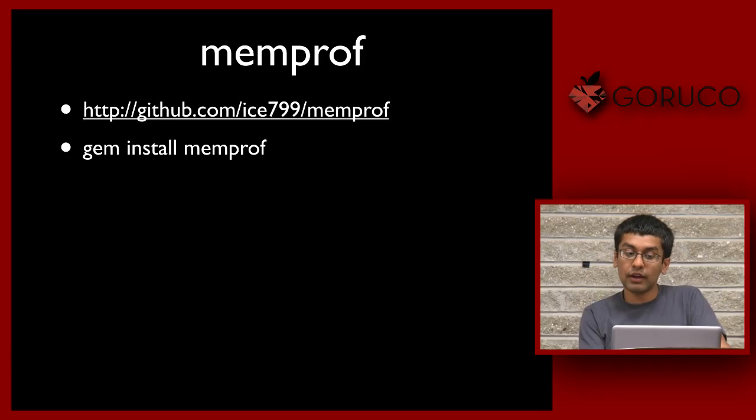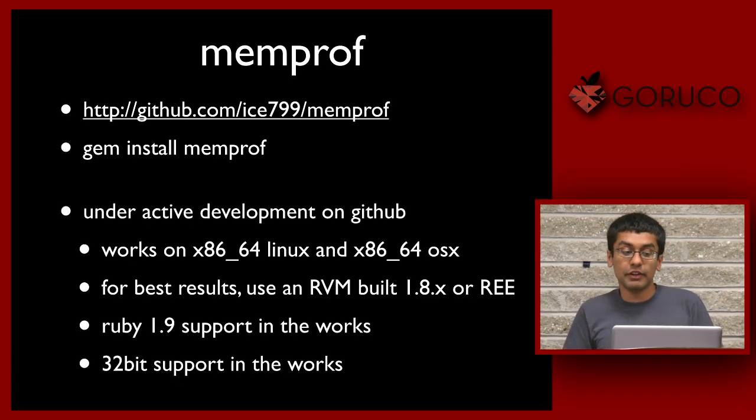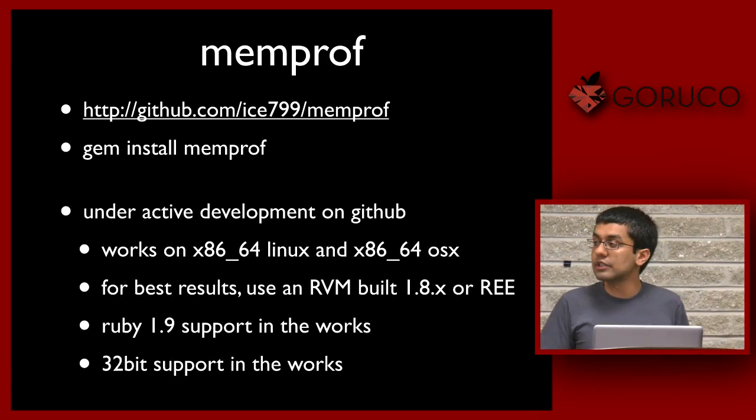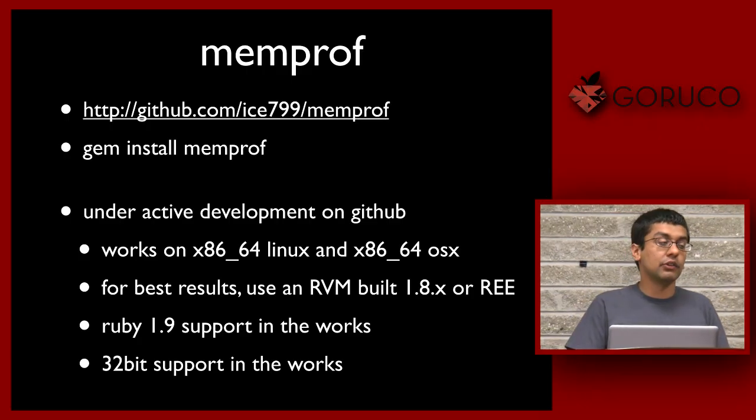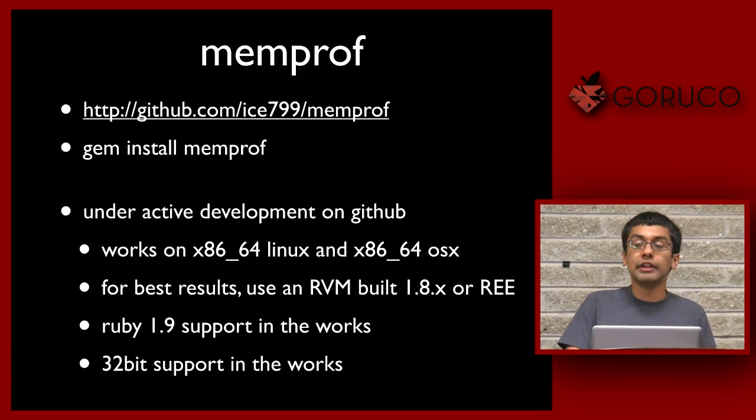So memprof is on GitHub and available as a Ruby gem. You can basically gem install it and start using it. It's under active development. Currently, it only works on 64-bit Intel CPUs. It supports both Linux and OS X. For best results, I definitely recommend using an RVM-installed Ruby. You can use any Ruby 1.8, so that includes Ruby 1.8.6, 1.8.7, or REE. We're currently working on both Ruby 1.9 support and 32-bit CPU support.